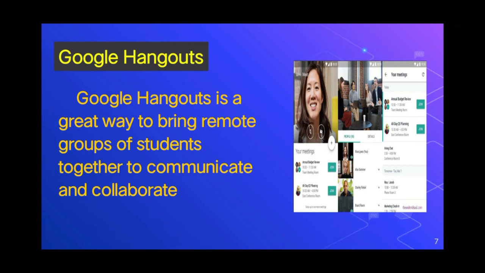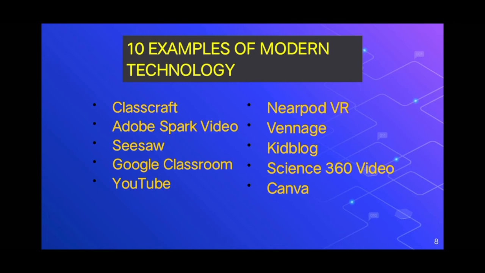You can also use Hangouts on Air to record video so you can record the day's class and post a link in your class website for students that were absent. And that is the 5 technology tools for classroom collaboration. Now let's talk about the 10 examples of modern technology.